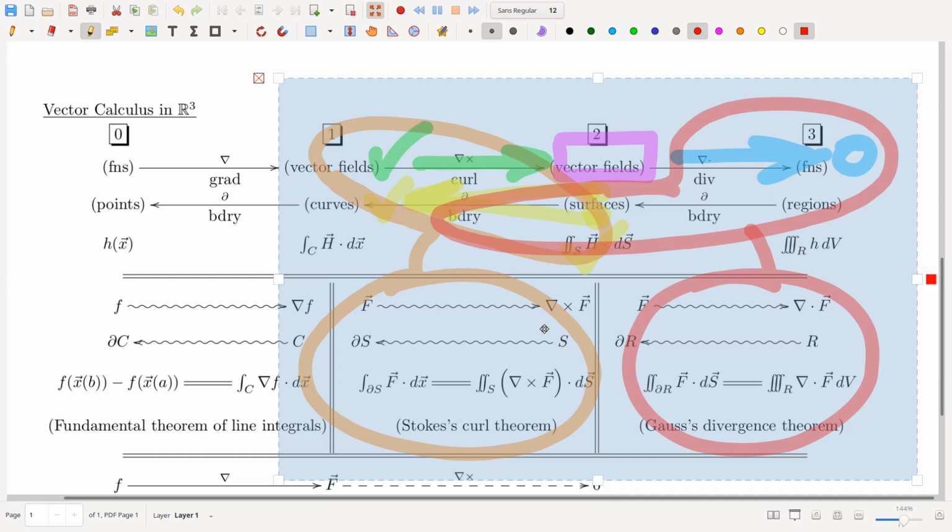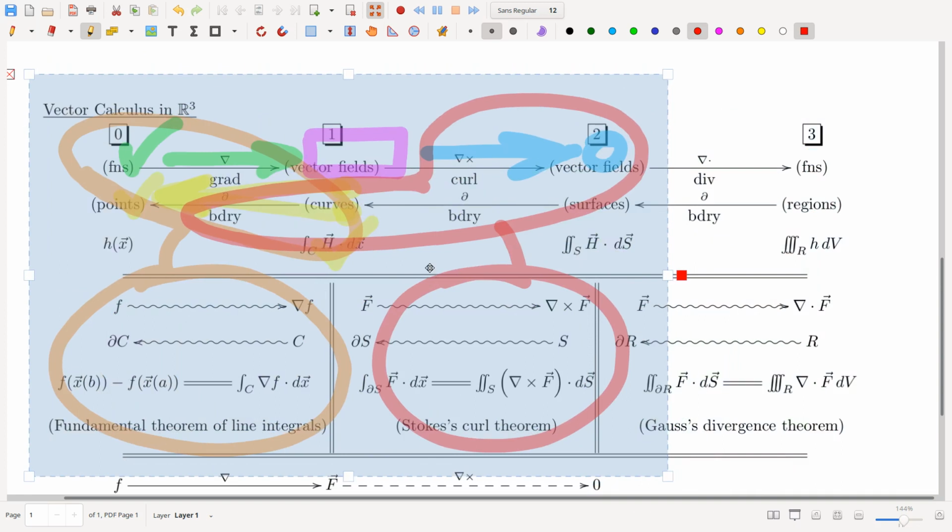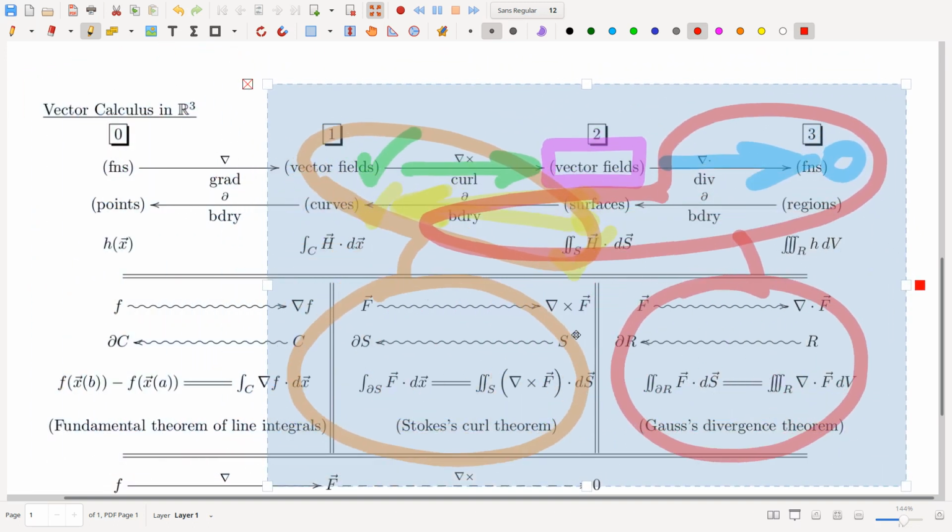Powerful ideas, right? How did we find a connection between being a curl and being surface independent? We use Stokes' curl theorem, right? So not only does the pattern of conclusions hold, the pattern of reasoning holds, right? In the same way that the fundamental theorem of line integrals related path independence and being a gradient, Stokes' theorem relates being a curl and being surface independent.